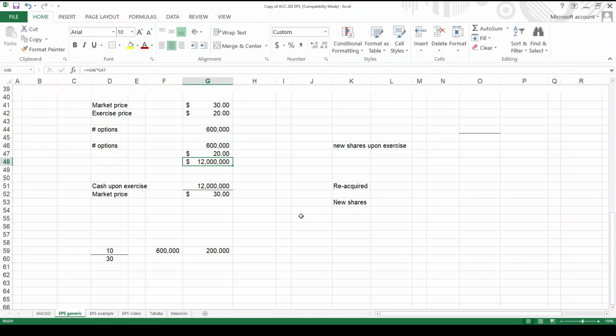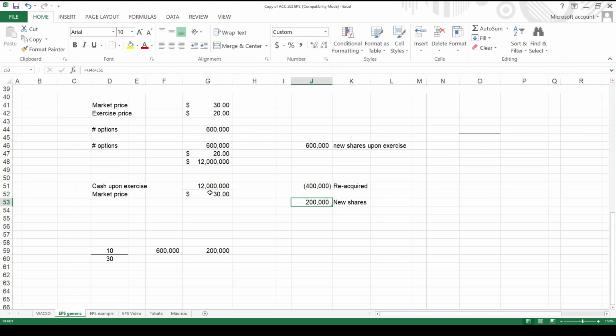Now we're going to assume, none of this happened, but we're going to assume that what? The company takes the $12 million and then goes out on the open market and buys as many shares as they can. So what's the net effect of all this? Well, when the options are exercised, you have 600,000 shares coming into being. And when we go out on the open market, we're able to buy back 400,000 shares. The net effect is an increase of 200,000 shares.